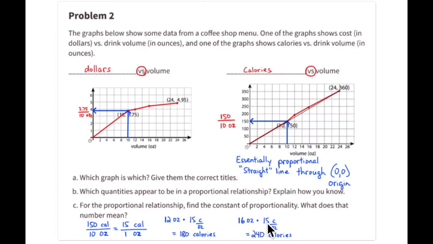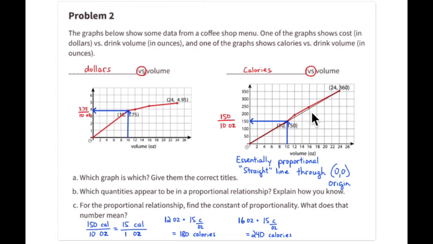Well, that's 16 ounces times 15 calories per 1 ounce. That equals 240 calories. So if I go out here to 16 ounces and I go up to this point right here, it should be 240 calories. It's a little bit more. It's really closer to 250 on the graph.